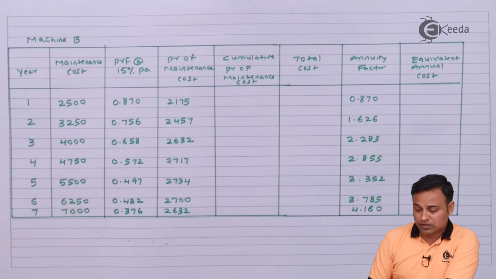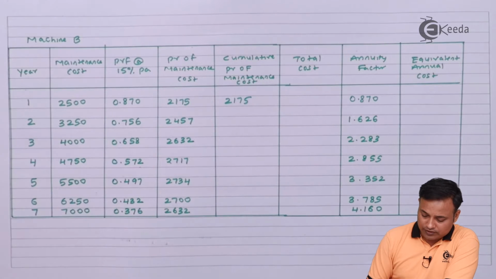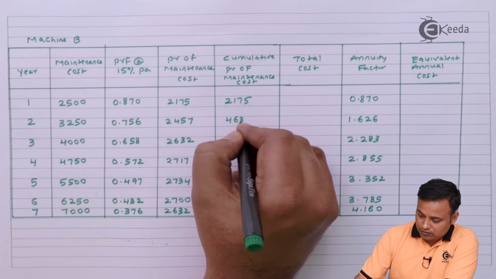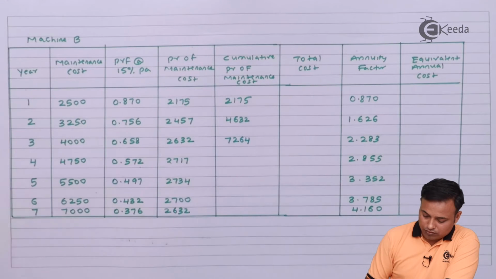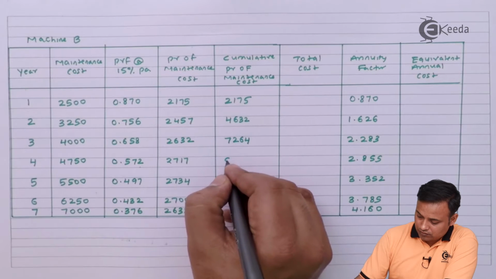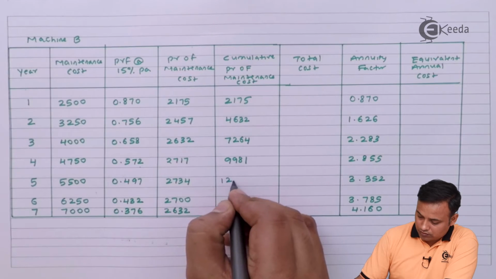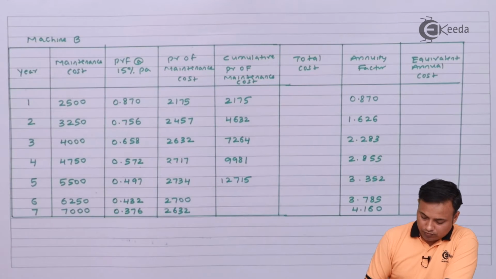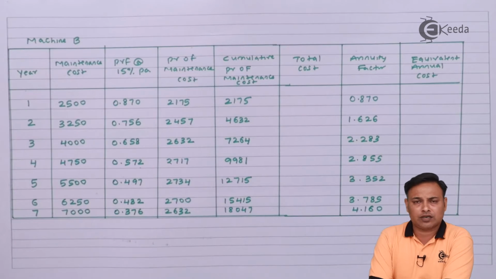Now I'll calculate the cumulative, that is the summation of the maintenance cost present value. So this will be 2175 plus 2457 plus 2632 plus 2717 plus 2734 plus 2700. लास्ट वन विल बी 18047. हम तब तक करते जाएंगे जब तक अपना कॉस्ट कम होते जाता है. जिस साल में कॉस्ट बढ़ जाएगा विल स्टॉप द कैलकुलेशंस.